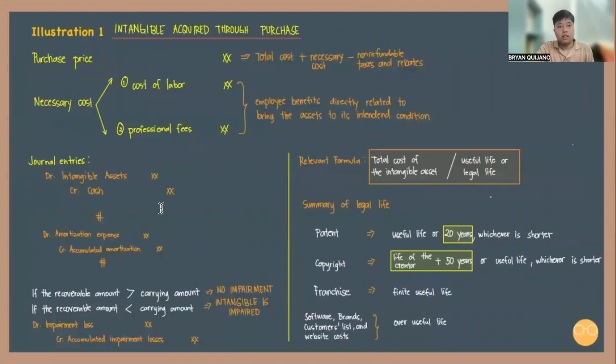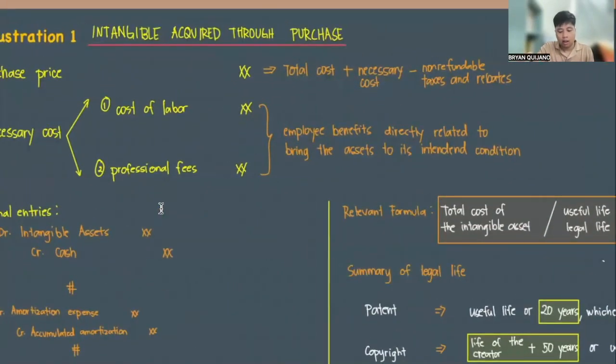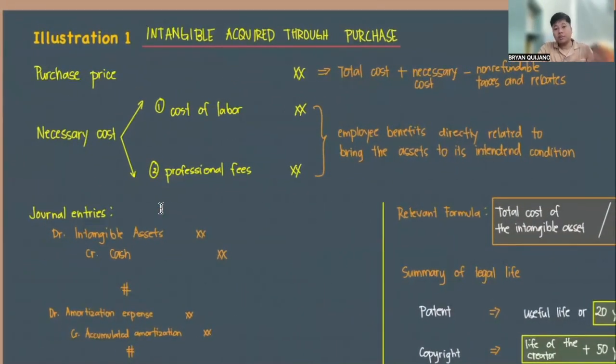Let us have the illustration of the cost. Let us have the illustration wherein the intangible asset is acquired through purchase. The purchase price here, it should be understood that this is the total cost plus the necessary cost. Then you have to deduct the non-refundable taxes and rebates. What are the necessary costs? We have here two kinds of necessary costs, the cost of labor and the professional fees.